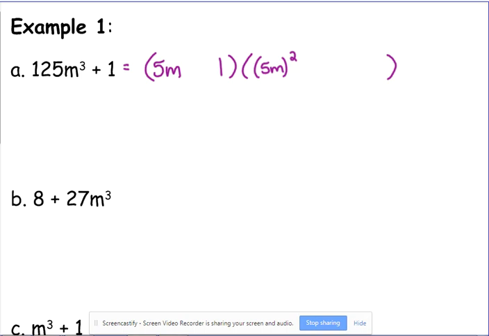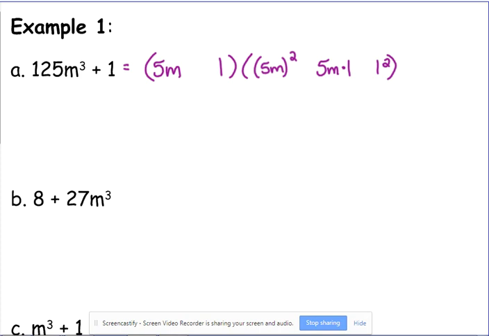I'm just going to write out what we're doing first, and then I'll simplify it. As you're doing these, you'll get to the point where you don't need to write out this step, but I want you to see where this comes from. So we square the first term. We multiply those 2 terms from the first set of parentheses together, so 5m times 1, and then we square the second term, and that goes last.